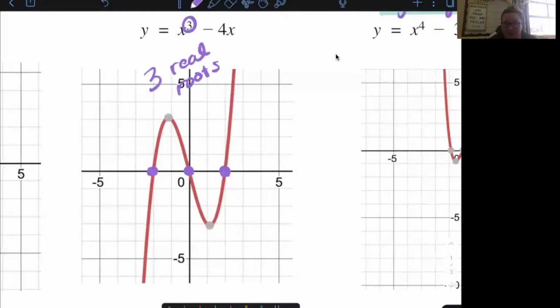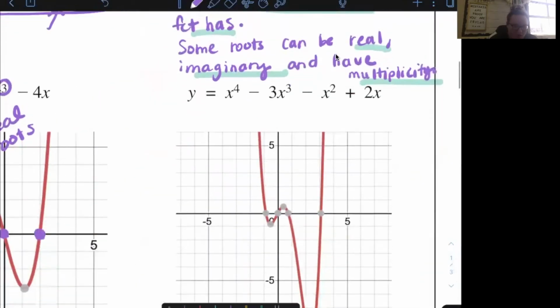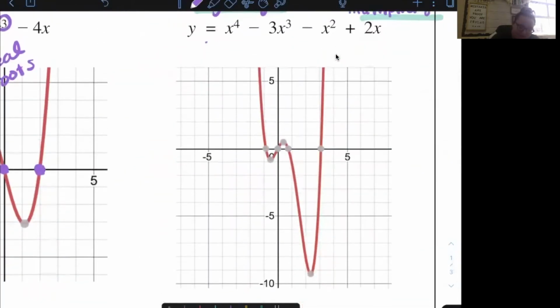None of these roots happen more than once because I have 1, 2, 3 roots. Well, when I look at this graph, y equals x to the 4th minus 3x cubed minus x squared plus 2x, again, I have 1, 2, 3, 4 roots, which matches my degree 4.